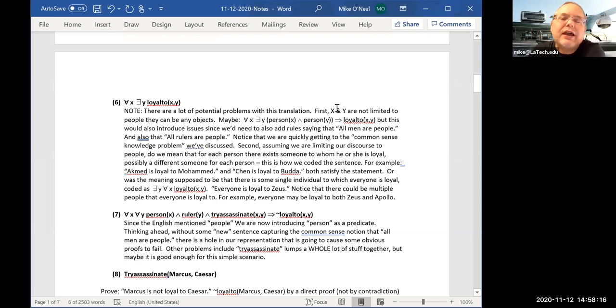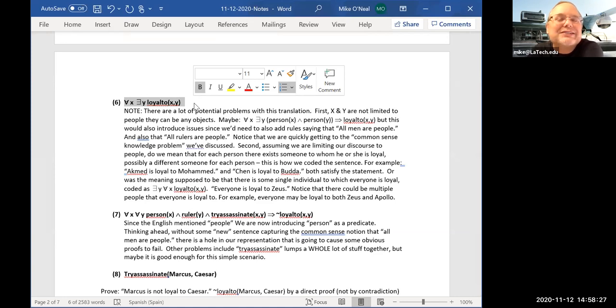So what are some of the problems? Again, X and Y, the way I've written this here, is not limited to people. They can be any objects. So, you know, for all X, maybe Mike's frying pan is an X that exists in this world. Clearly, Mike's frying pan isn't loyal to anyone. Mike might be loyal to his frying pan. I have a favorite frying pan, but so that's one problem.